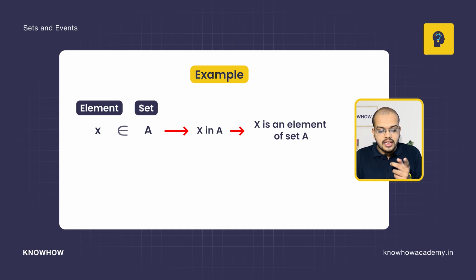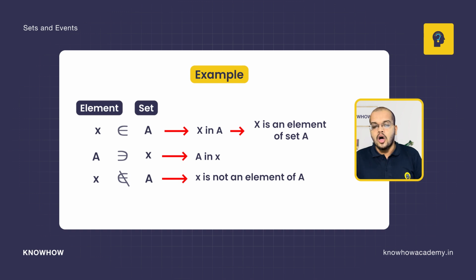Now, if you would like to say that A contains x, to reciprocate it, we just reverse the symbol, like this. A contains x. Now, if x is not an element of set A, how will you write it? You cancel the symbol: x not in A. Or you can write A does not contain x.